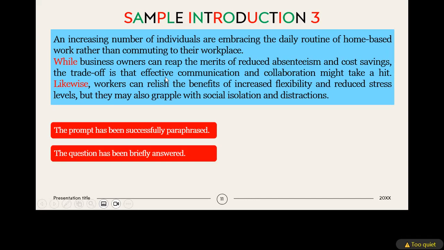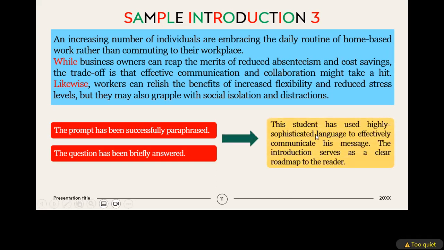Okay. So, I'm going to explain these concepts, and I'm going to provide some examples so that the examiner can understand what I'm talking about. Now, if I want to give, for example, this is my remark: the student has used highly sophisticated language to effectively, يعني بطريقة ممتازة, communicate this message. The introduction serves as a clear roadmap. عبارة على خريطة. It is a roadmap to the reader, which is the examiner.